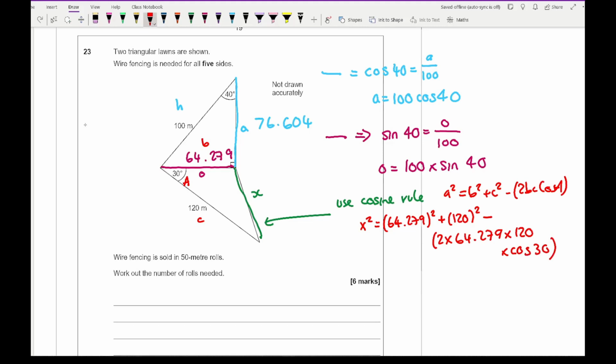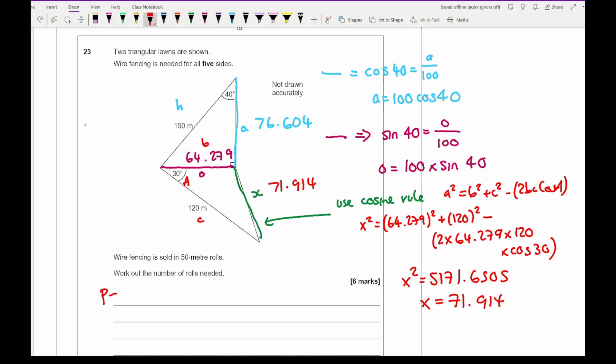So typing that all in, 64.279 squared plus 120 squared minus bracket 2 times 64.279 times 120 times cos 30 equals, and so x squared equals 5171.6505. So x therefore equals the square root of that, which gives me an answer of 71.914. So this length here is 71.914.